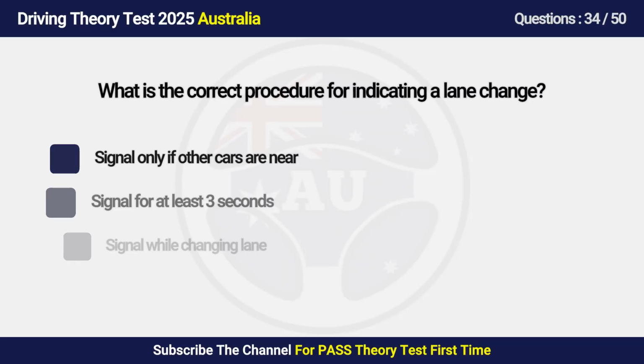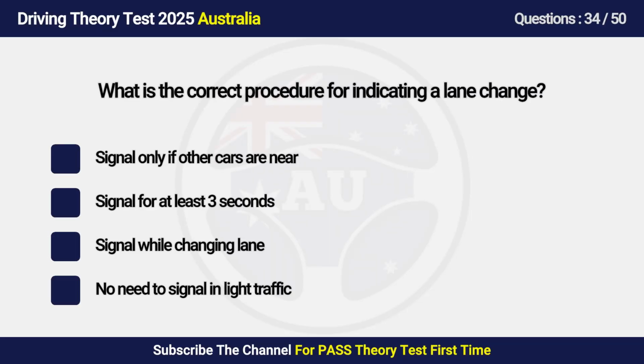Question 34. What is the correct procedure for indicating a lane change? A, signal only if other cars are near, B, signal for at least 3 seconds, C, signal while changing lane, D, no need to signal in light traffic.